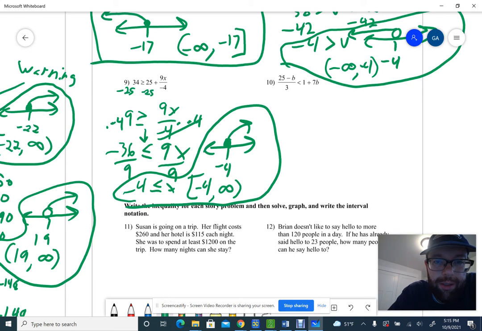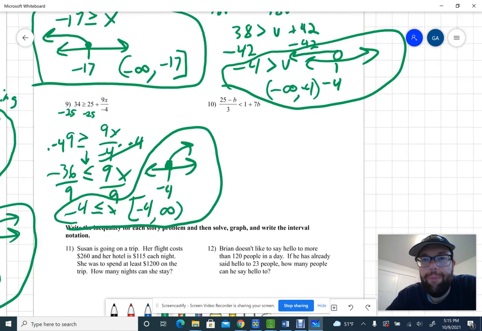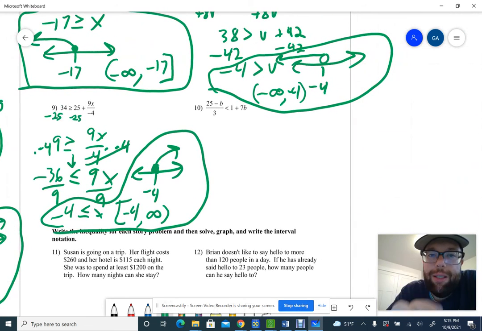And that's our answers. Okay. Last one. This is the one where we have to ungroup first, right? So we've got this 3 grouping the 25 minus b. We can't do anything with that until it's not dividing those. So we're going to multiply by 3.